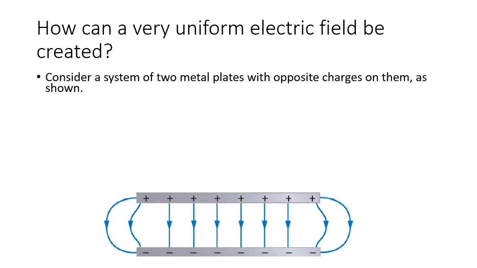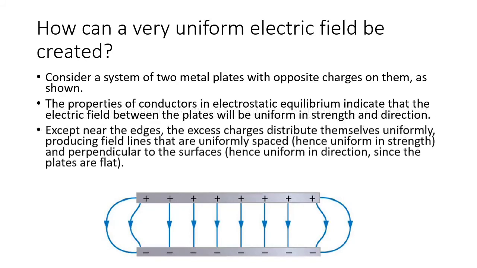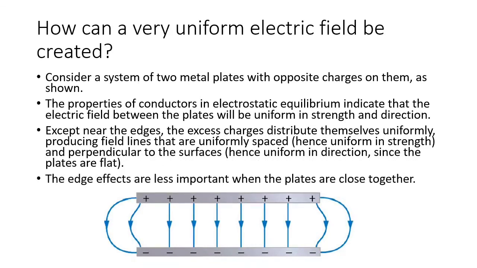Consider a system of two metal plates with opposite charges on them as shown. The properties of conductors in electrostatic equilibrium indicate that the electric field between the plates will be uniform in strength and direction. Except near the edges, the excess charges distribute themselves uniformly, producing field lines that are uniformly spaced, hence uniform in strength, and perpendicular to the surface, hence uniform in direction, since the plates are flat. The edge effects are less important when the plates are extremely close together.